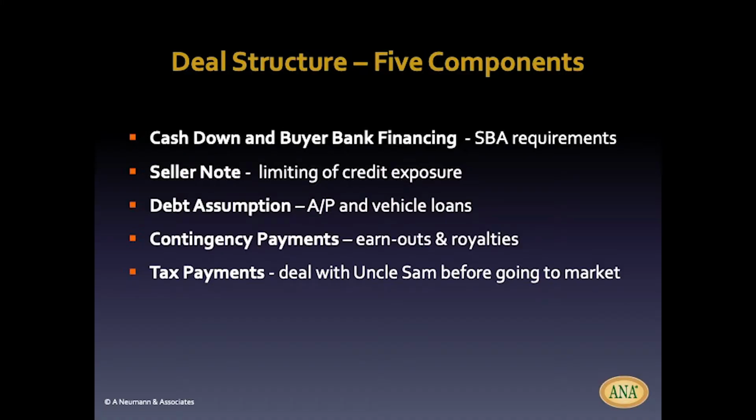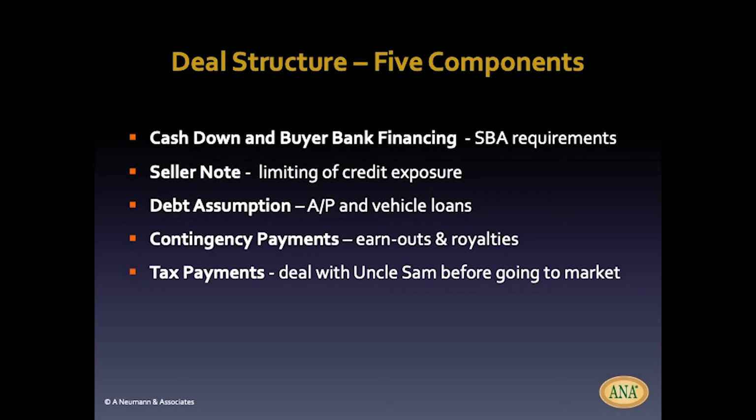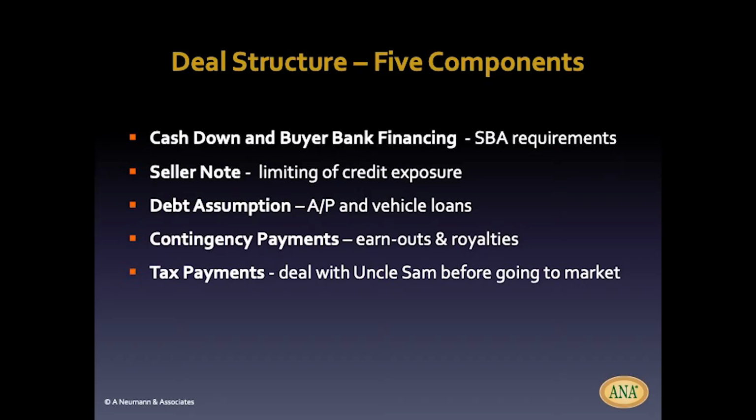Number 3 is the debt assumption. If the business has debt that can be transferred, very often like vehicle loans and so on and so forth, that are at fairly favorable terms, then it makes sense for a buyer to assume that debt rather than paying cash for the seller to then pay off that debt. Number 4, contingency payments. Sometimes we run into scenarios where we have earnouts and royalties. That is when we need to bridge a gap between buyer and seller when they can't agree on a deal. Last but not least is Uncle Sam, tax payments. They are taken off the top, and the seller needs to take this into account.